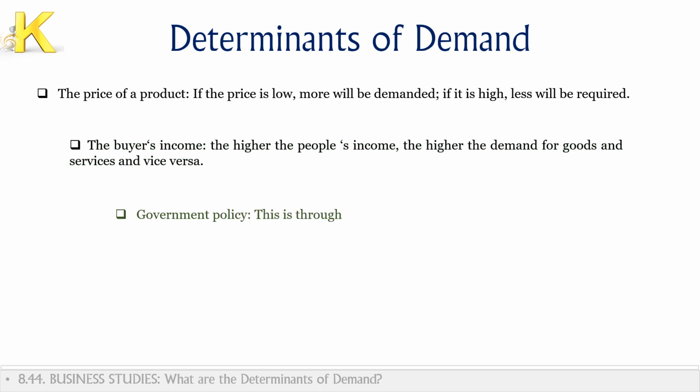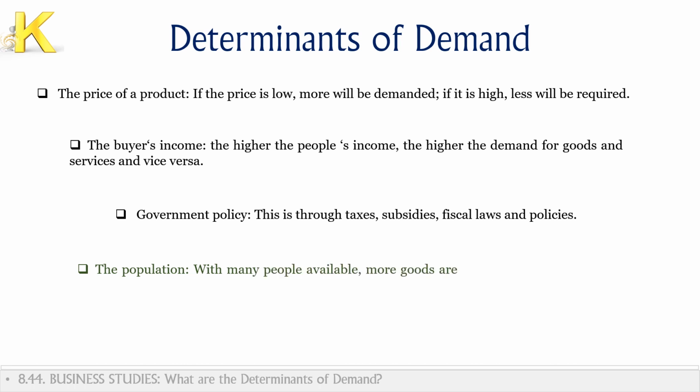Another factor is the government policies. Government policies have a direct impact on the demand for various products. If a government imposes, for example, high taxes on a commodity, it becomes expensive and less is demanded. Whereas the effect of a subsidy lowers the product's price, leading to an increase in demand. A government may also influence the demand for a certain product by enacting laws that either limit or promote consumption of that product.